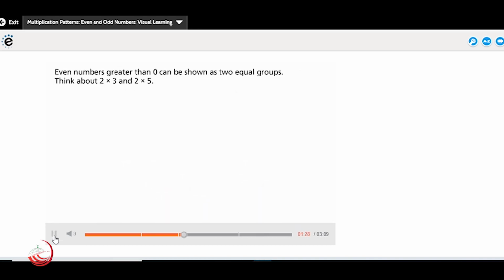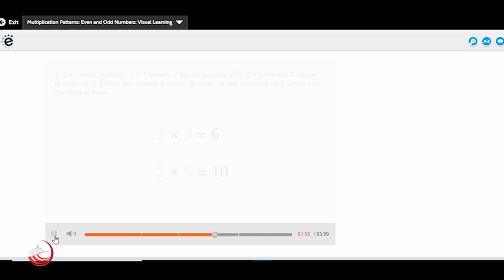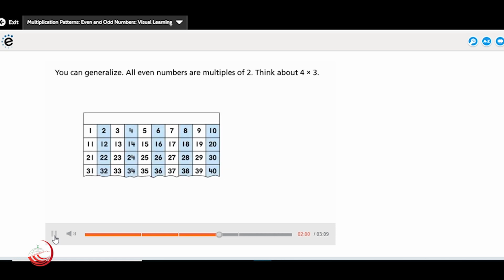Even numbers greater than 0 can be shown as 2 equal groups. Think about 2 times 3 and 2 times 5. 2 is an even number. 2 times 3 means 2 equal groups of 3. 2 times 5 means 2 equal groups of 5. There are always 2 equal groups, so the product of 2 times any number is even. You can generalize. All even numbers are multiples of 2.